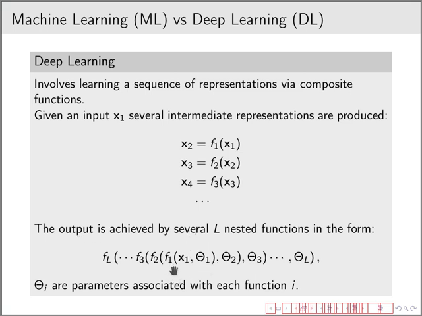But here I'm specifying a little bit more, because every function fi has a series of parameters associated with it. So this capital theta here includes all parameters required to transform x1 into the output x2. So those nested functions are what we call deep learning.